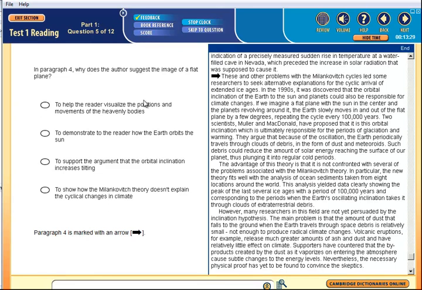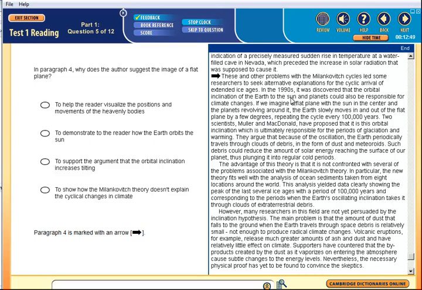In paragraph 4, why does the author suggest the image of a flat plane? Where does he do that? Flat plane, flat plane, flat plane. Aha, flat plane. These and other problems with that cycle led researchers to seek alternatives, so we're looking for other explanations of the cyclic arrival. In the 1990s, it was discovered that the orbital inclination of the Earth to the Sun could be responsible for climate change. If we imagine a flat plane with the Sun in the center and the planets revolving around it, the Earth slowly moves in and out of the flat plane.